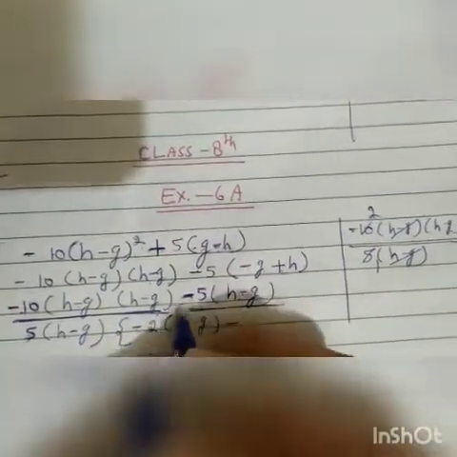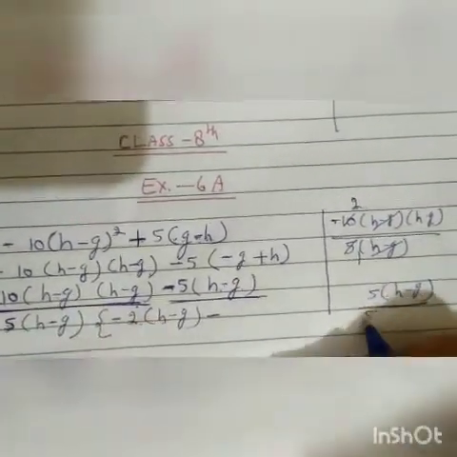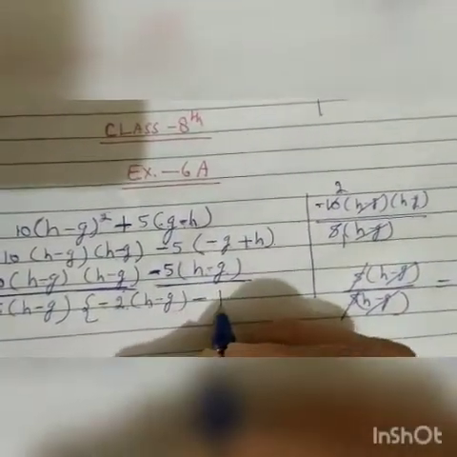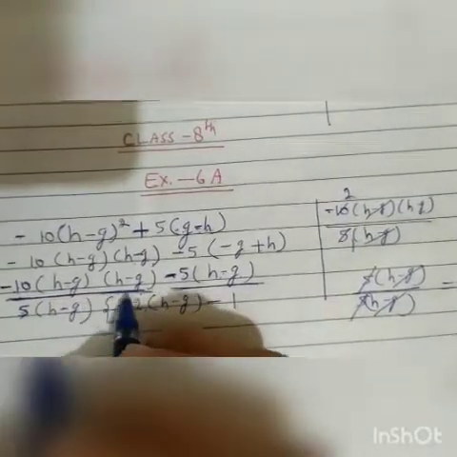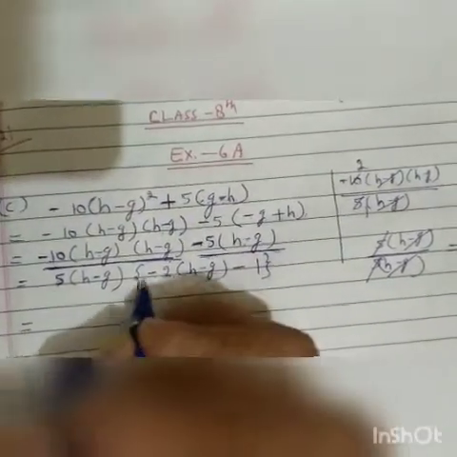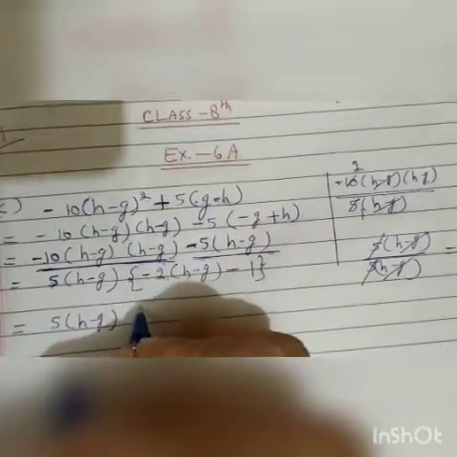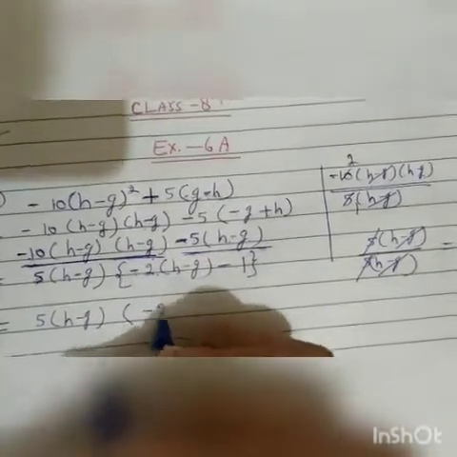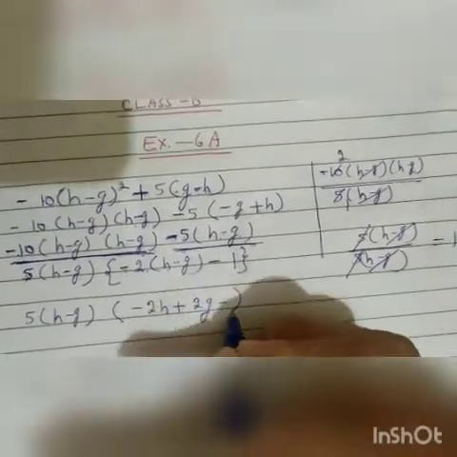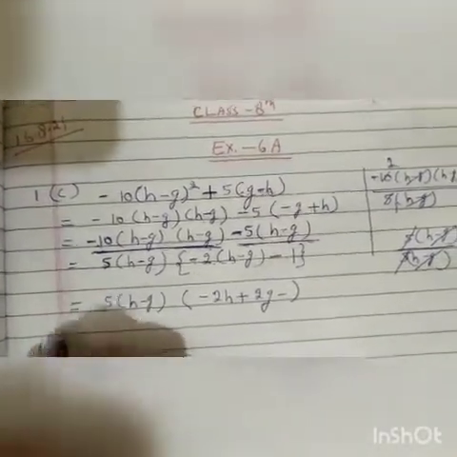Now this minus sign, this 5(h minus g) upon this 5(h minus g): 5 cancel, h minus g cancel. It means 1, with minus sign, minus 1. Students, you will not draw this line. Do not draw this line. So this is our quotient. So now see 5(h minus g), then minus 2 multiplied with h is minus 2h, minus 2 multiplied with minus g will be plus 2g, minus 1 will be written as it is. Clear?